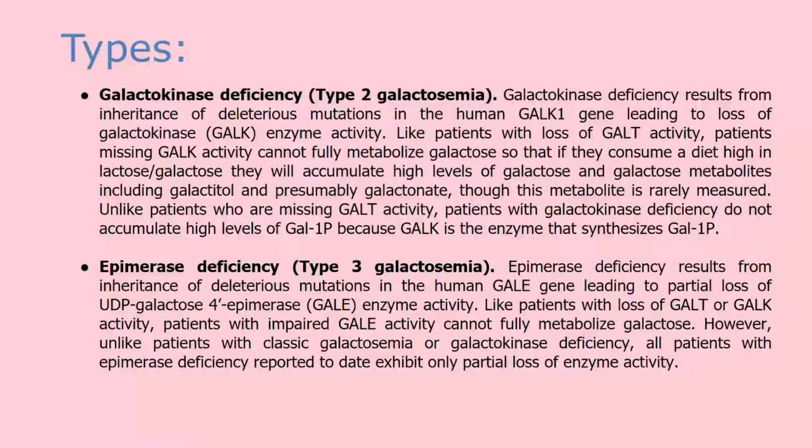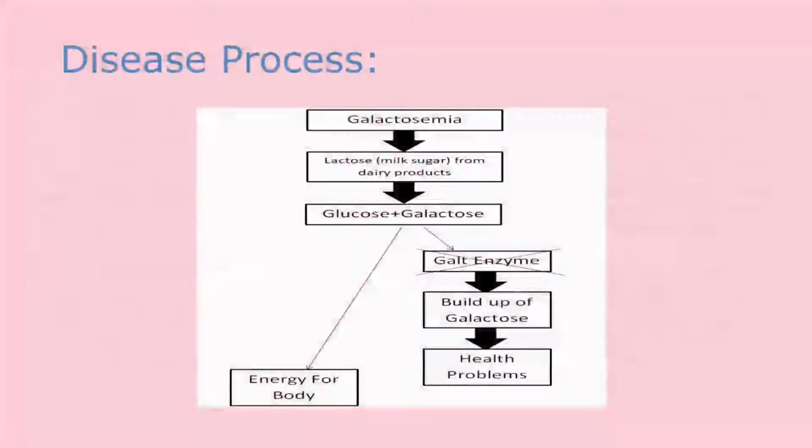And for epimerase deficiency or the type 3 galactosemia, epimerase deficiency results from inheritance of deleterious mutations in the human GALE gene, leading to partial loss of UDP-galactose 4-epimerase enzyme activity. Like patients with loss of GALT or GALK activity, patients with impaired GALE activity cannot fully metabolize galactose. However, unlike patients with classic galactosemia or galactokinase deficiency, all patients with epimerase deficiency reported to date exhibit only partial loss of enzyme activity. Here we have the disease process shown on the diagram.